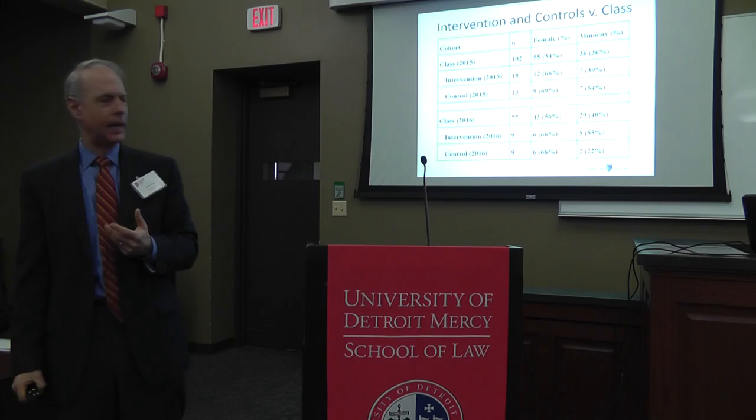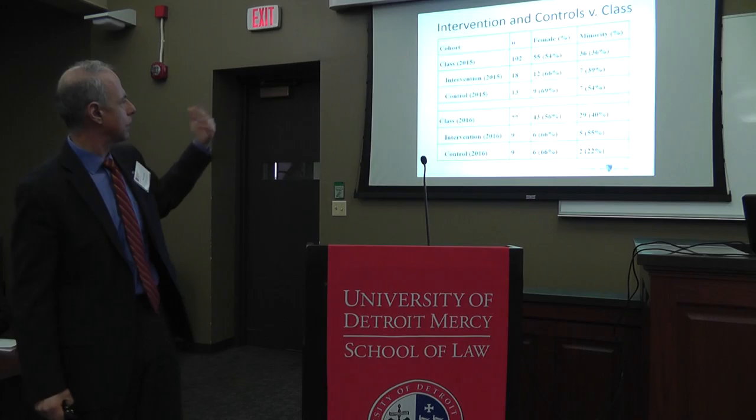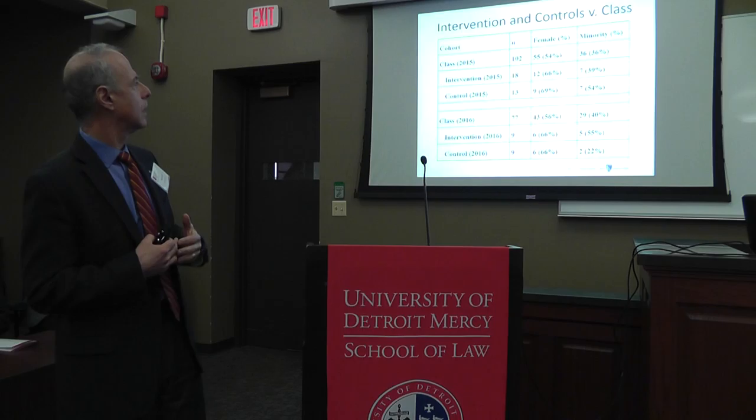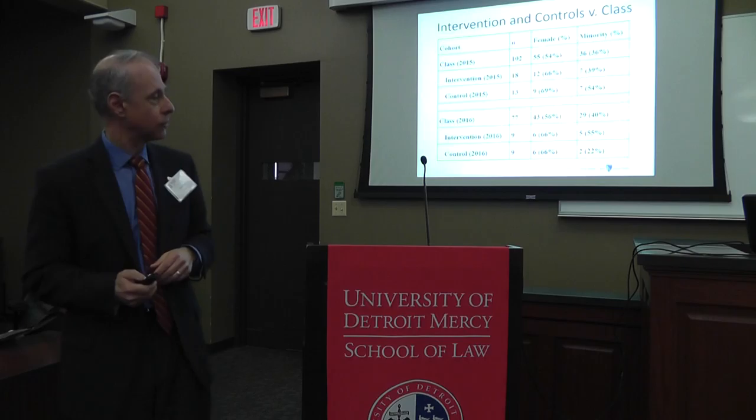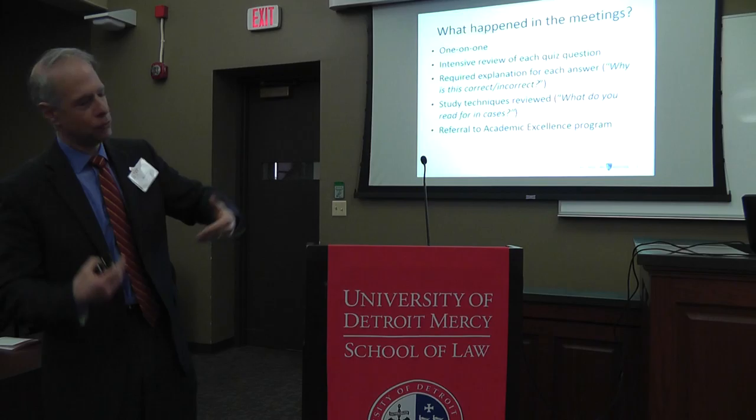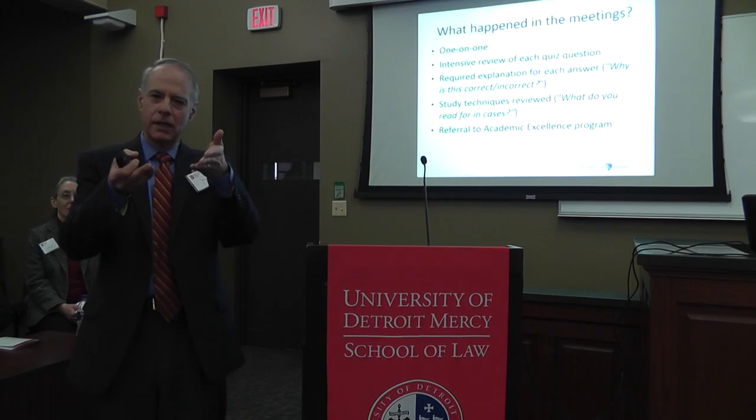Women were overrepresented in the intervention groups, but not by a lot. And these are very small numbers, right? As you can see, this is a class of 100 or a class of 77, so you're talking about 9 or 10 students in a group, not a tremendous amount. So the students who were the subject of this quasi-experiment were not dramatically different from the students in the class as a whole. So what happened?